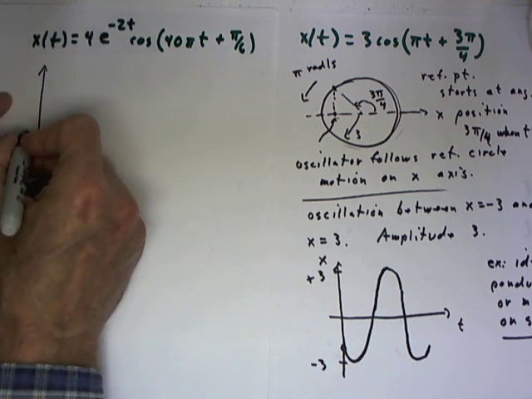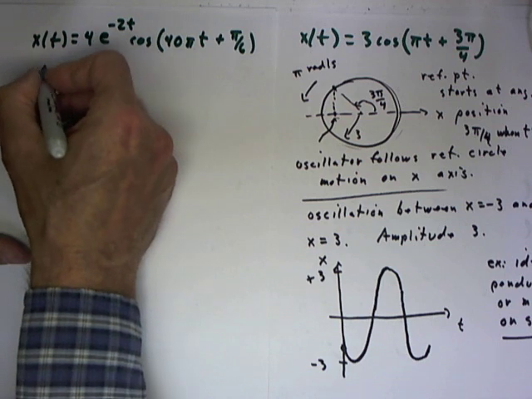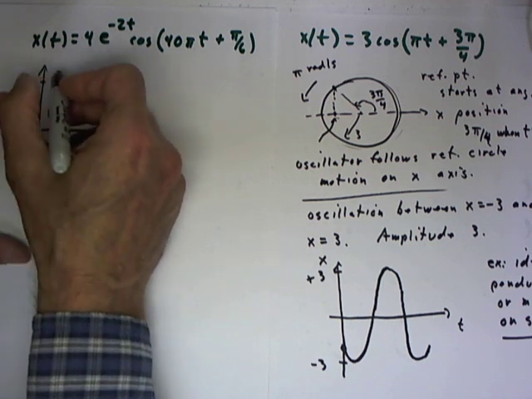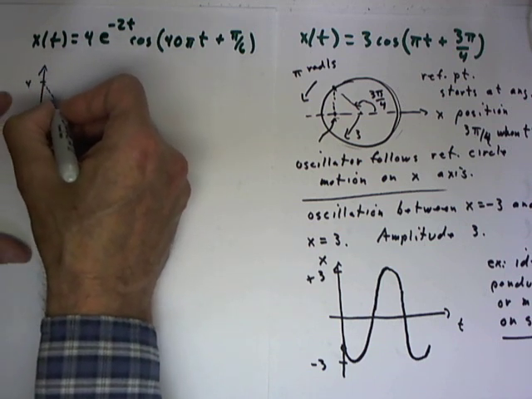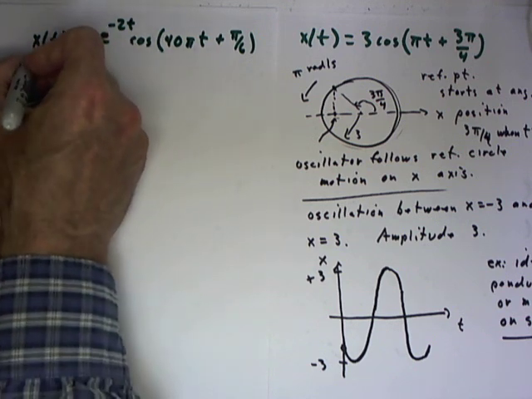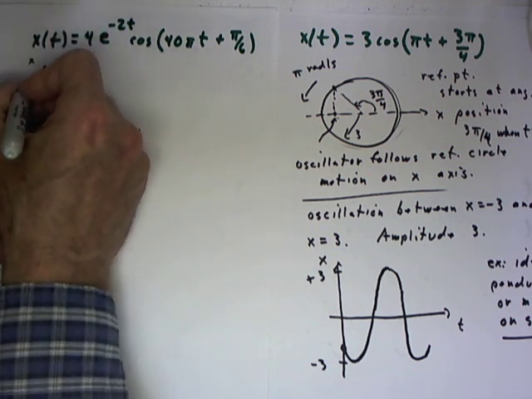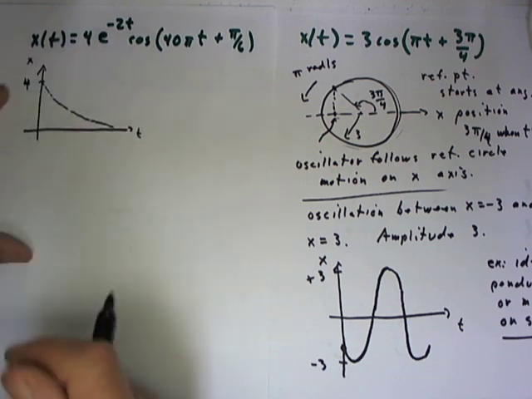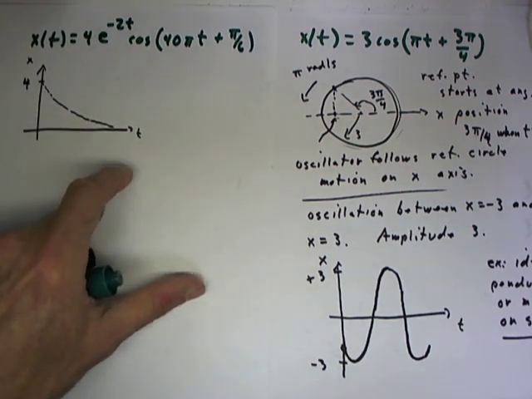is going to have a graph that looks like this. We start at 4 and we decrease on some time scale, approaching an asymptote with the positive t-axis.